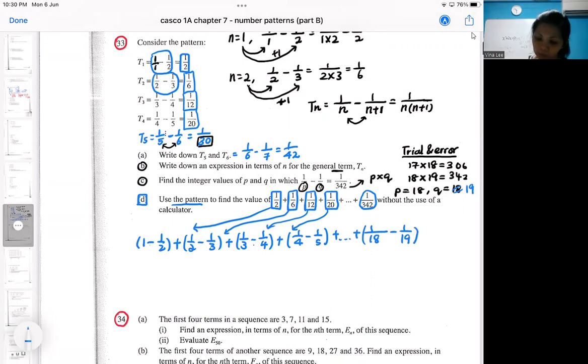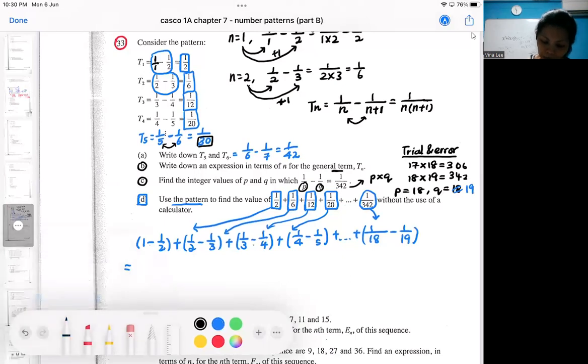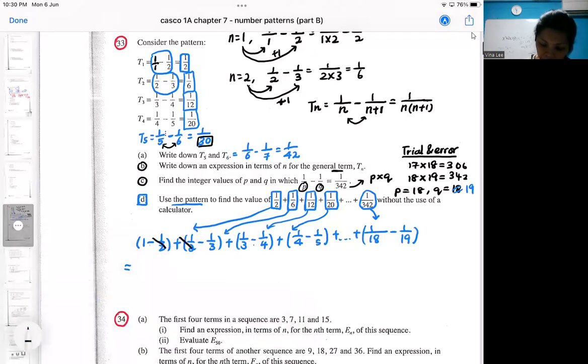Okay. So what actually happened? Do you realize that minus half plus half will cancel? Minus 1/3 plus 1/3 will cancel. Minus 1/4 plus 1/4 will also cancel. So in fact, everything will cancel off. So you are only left with 1 minus 1/19.